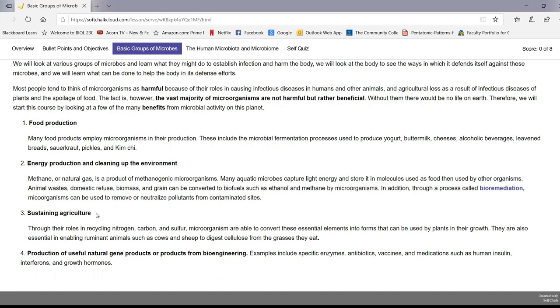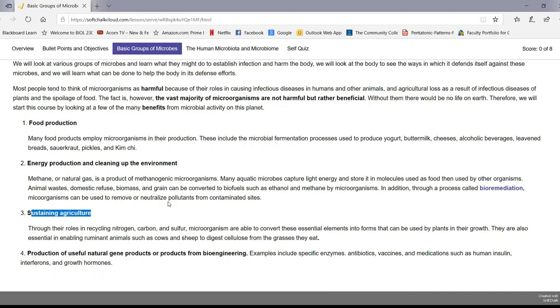Microorganisms are also necessary to sustain agriculture. It's the microorganisms that recycle nutrients in nature. Remember, in biology, you learn that all things are recycled except energy. Energy, of course, can only be converted from one form to another, but everything else is recycled.